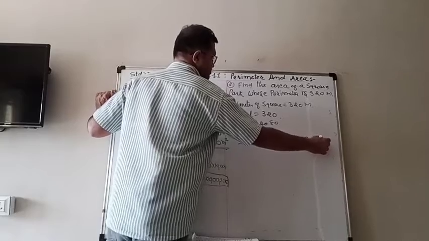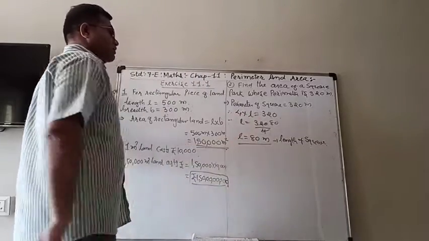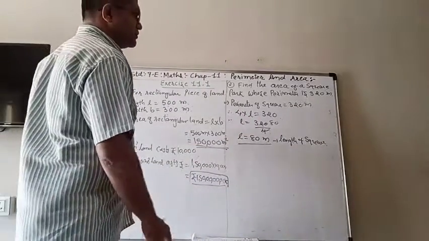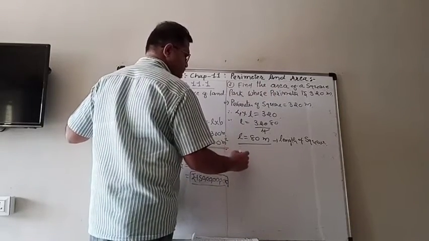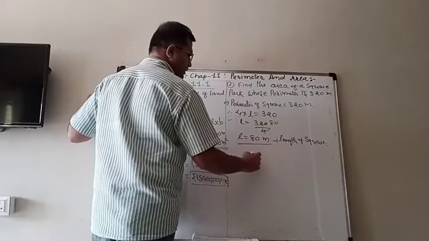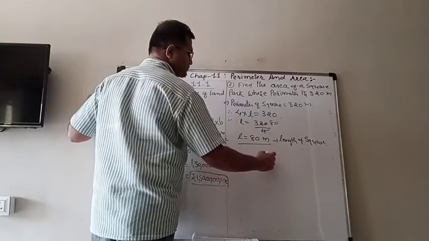Now in the second part, we have to find the area of the square park. So now, area of square park.